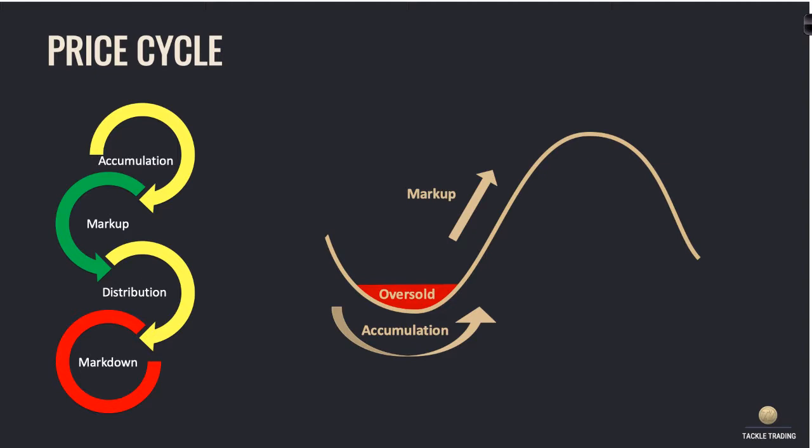And then as prices get marked up, eventually they hit a price point where the price is too high for the current perceived value. And you'll see a stage of distribution, a fancy word for selling. And that causes the price to then go down. You see a markdown as supply comes in. So it's a cycle that repeats over and over again.